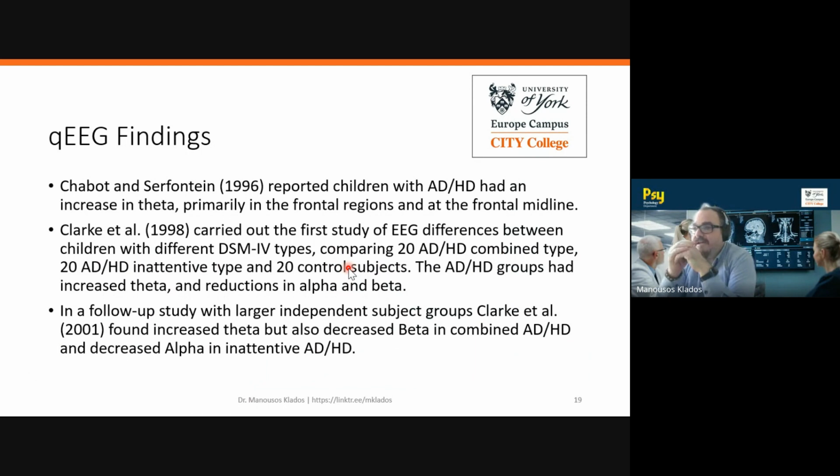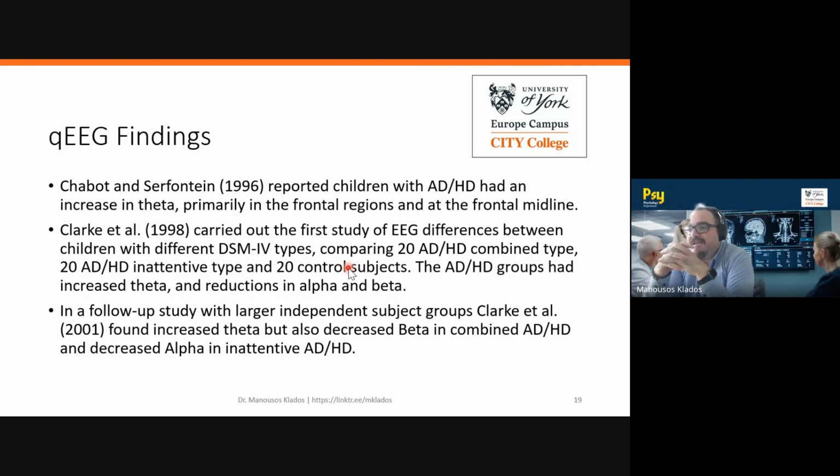Let's see some other QEEG findings. In the mid-90s, Chabot and Serfontaine reported that children with ADHD had an increased theta, primarily in the frontal regions and the frontal midline. 2 years later, Clarke and his colleagues made the first actual study of EEG differences between children with different DSM-4 types, ADHD combined type, inattentive type, and 20 control subjects. And they found increased theta and reductions in alpha and beta brain waves.